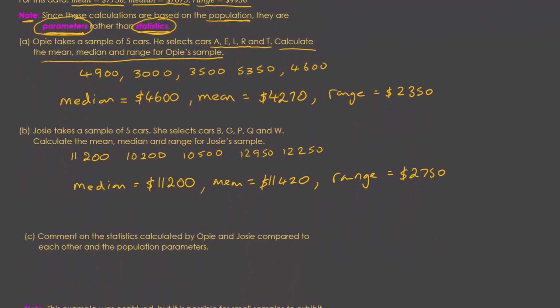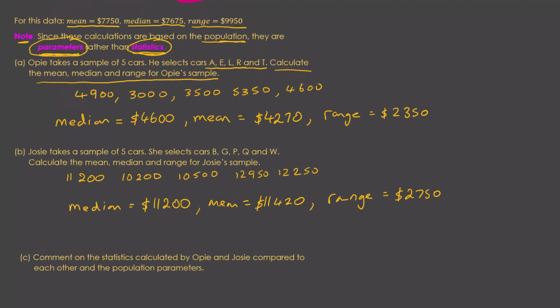Now the next part of the question is comment on the statistics calculated by Opie and Josie compared to each other and the population parameters. So if we consider compared to each other, there's a vast difference. If you look at the median and the mean, which are measures of central tendency, there is a big difference between these values. Not so much with the range, but let's compare to the population parameters.